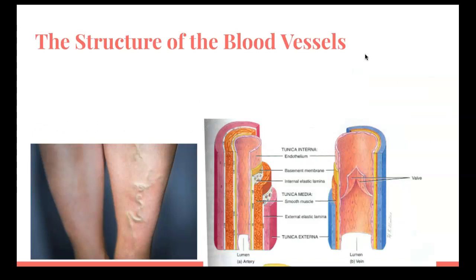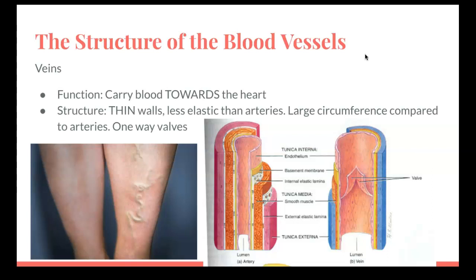We also have veins, lots of different veins. Veins are the opposite. They take blood towards the heart. And they're a little bit different because they have really thin walls. They're not very elastic. The inside of a vein is a lot larger. If you look at an artery, the wall is really large, but that makes the inside of the artery really small. Whereas in a vein, the wall is small, so that makes the inside a little bit larger.